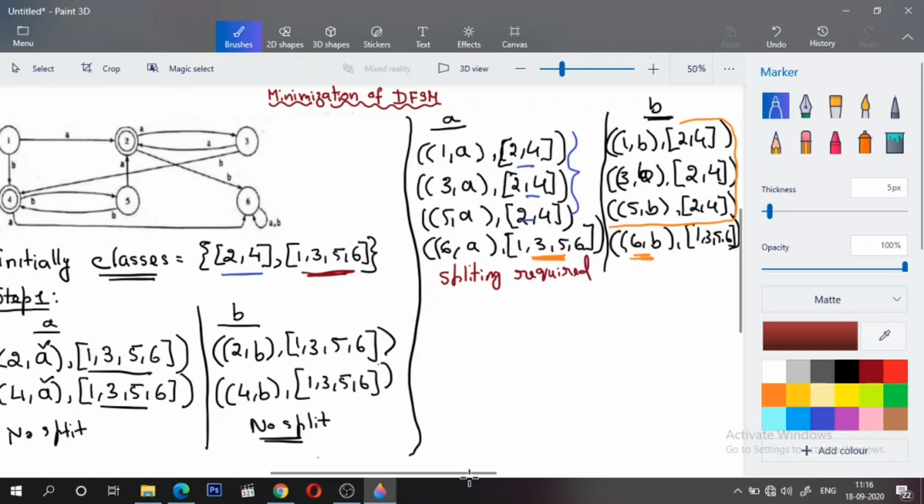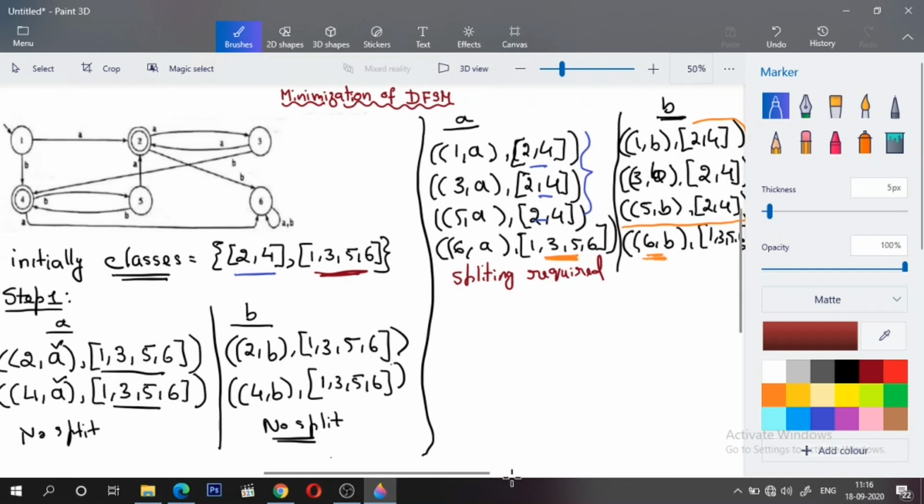So at the end of step 1, what do I get? At the end of step 1, I'll get a new class, a class containing a new set. Okay, so let me write that. The content of classes at the end of step 1 will be 2, 4 together because there was no split.